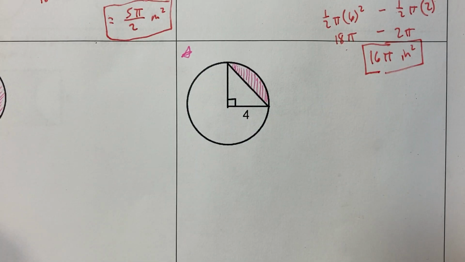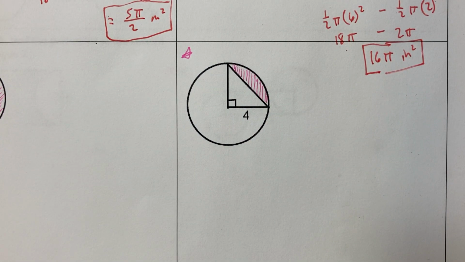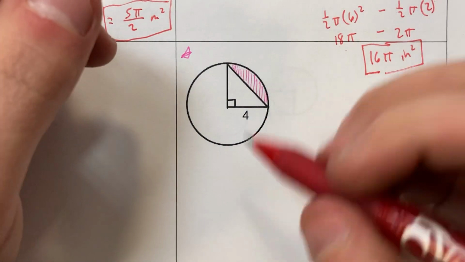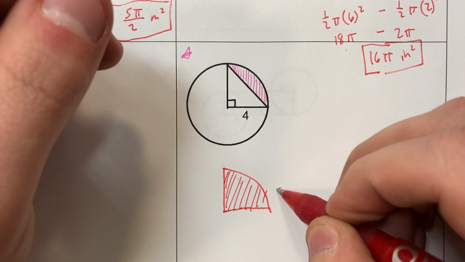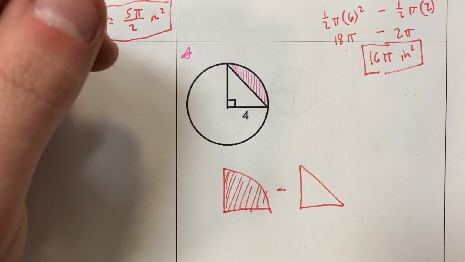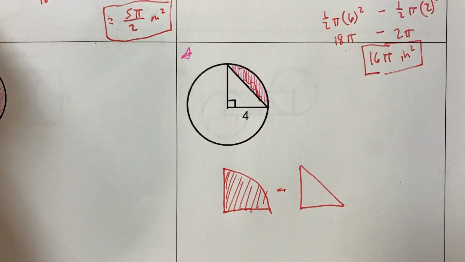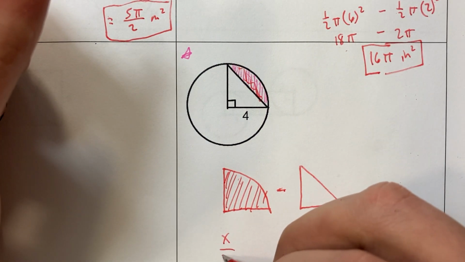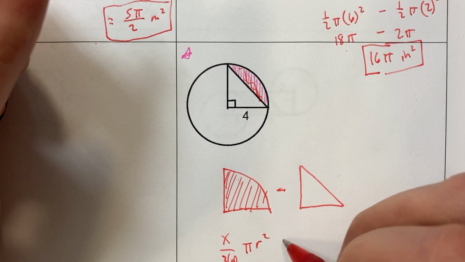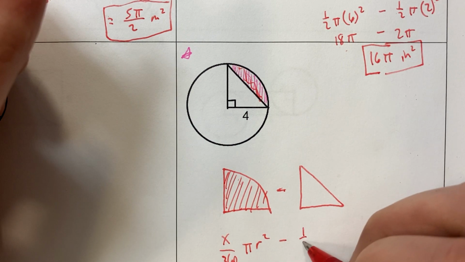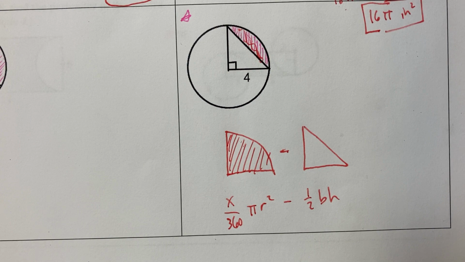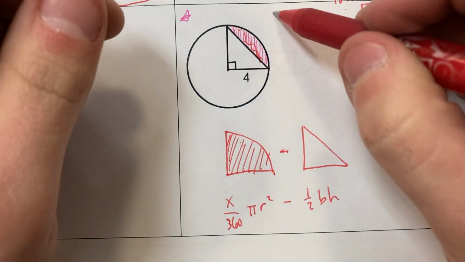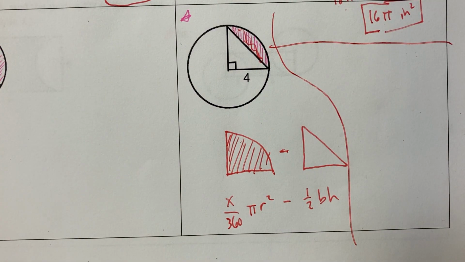Let's look at this problem. We have to find the shaded area. So what I'm going to do is start with a sector, and I'm going to take away the triangle. And that will leave me with this extra little area here. So a sector is x over 360 times pi r squared, and then a triangle is 1/2 base times height. I'm going to run out of room here. Should have done this up here. That's all right. This is not being organized.